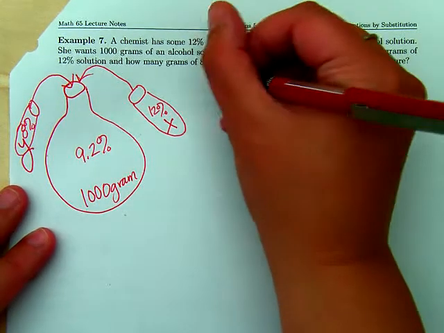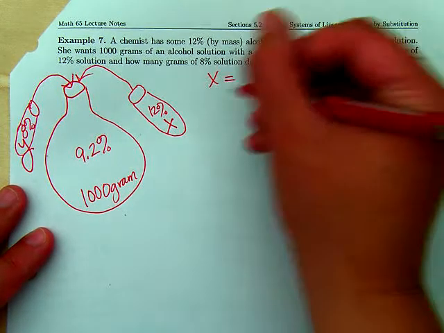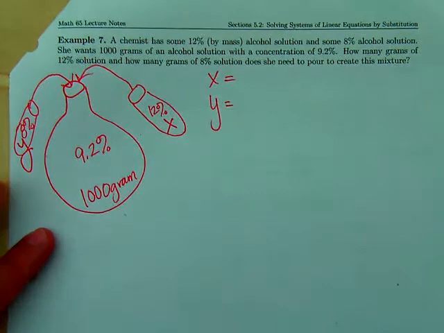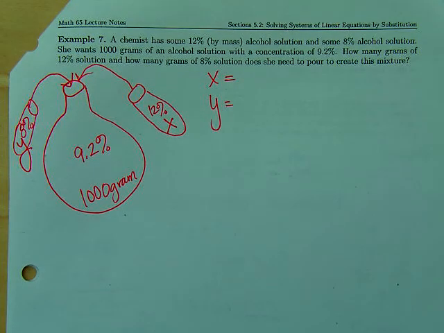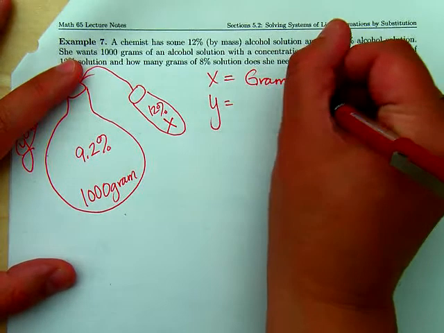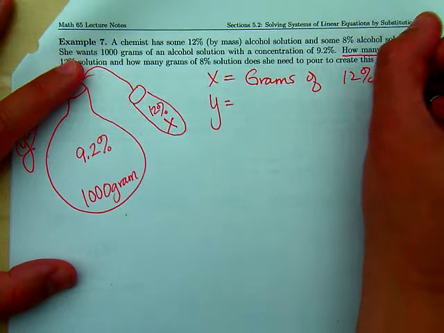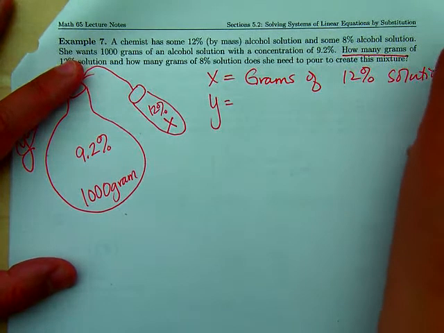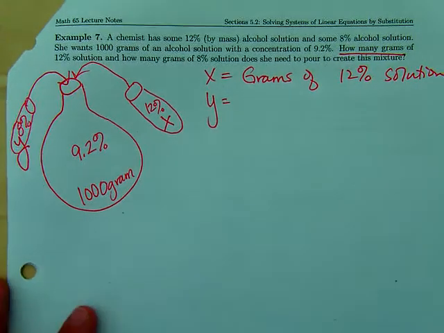Okay, so X, we're defining the variable. What does X stand for and what does Y stand for? Let's be as specific as we possibly can. The variables that we define are going to answer our questions. X is what we are finding. How many grams? So it's the grams of 12% solution. What does Y stand for?